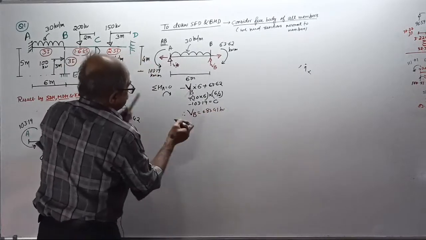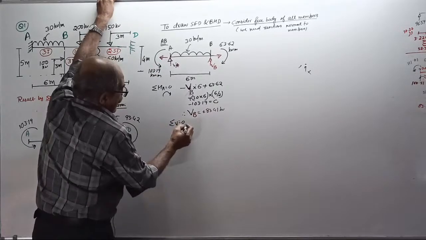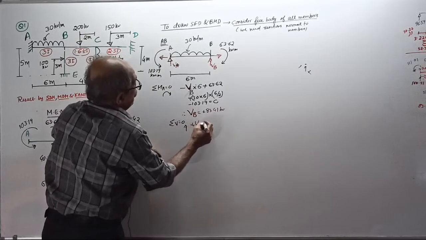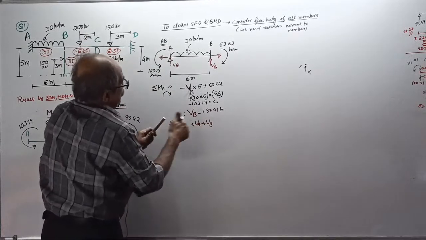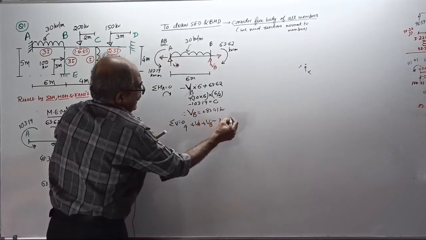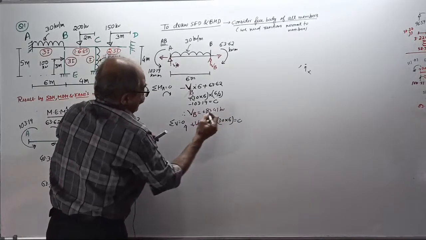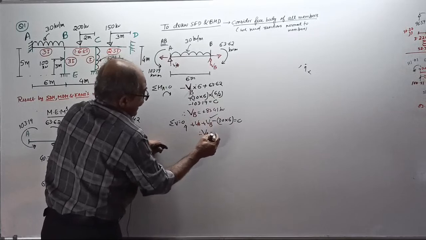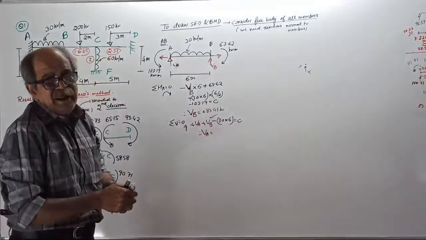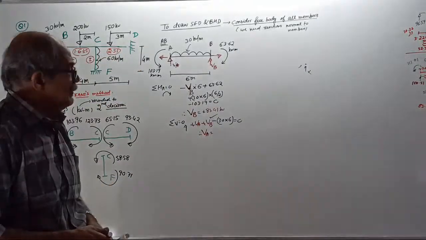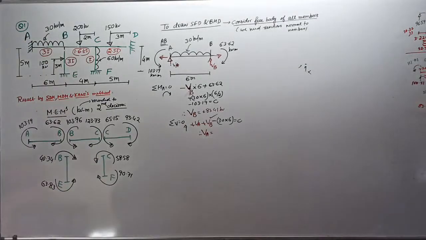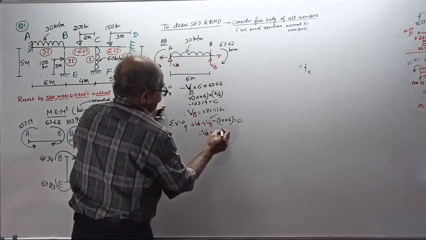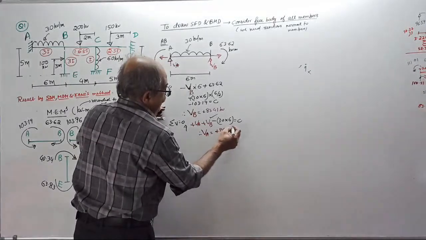Then sigma V equal to 0, upward positive. What do you get? Plus VA plus VB minus 30 into 6 equal to 0. You know the value of VB. Therefore, tell the value of VA. 96.59. Okay, thank you. Plus 96.59 kilonewton.